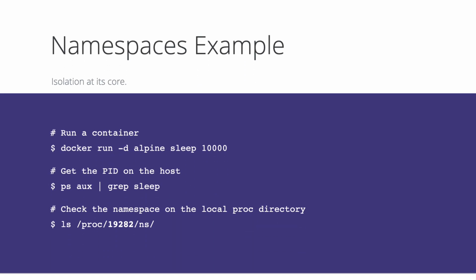From the host machine, we can actually look at the namespace information by listing the contents of the /proc/pid/ns directory. Start an Alpine container that sleeps for 1,000 seconds. Review the process ID of the sleep process from the host machine. Then list the contents of the /proc/pid/ns directory to review the namespace information of the container process.